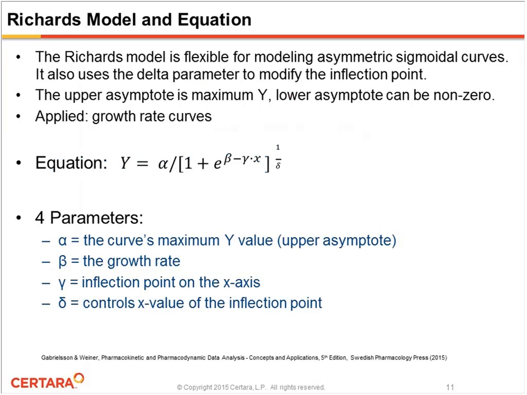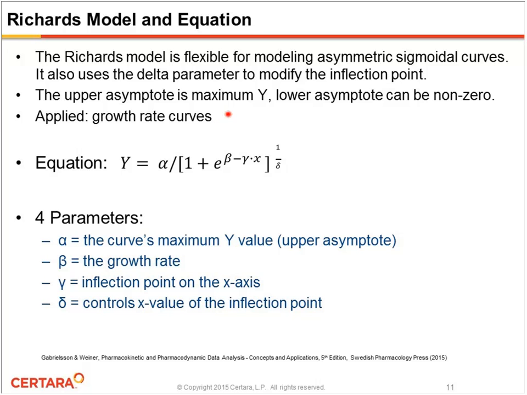The fourth model is the Richards model. The Richards model is flexible for modeling asymmetric sigmoidal curves. It uses the delta parameter to modify the inflection point. In this 4-parameter model, the upper asymptote is maximum y. Lower asymptote can be non-zero. An applied example is use in growth rate curves.